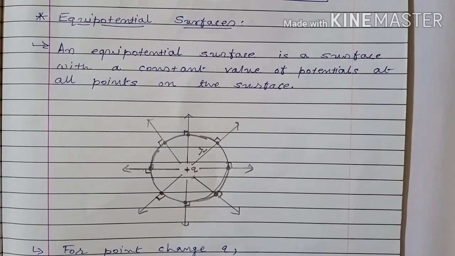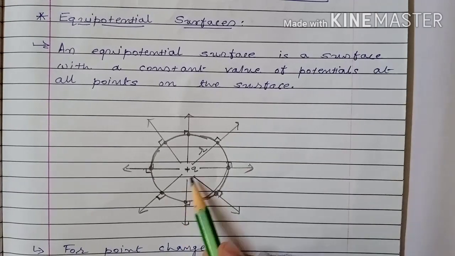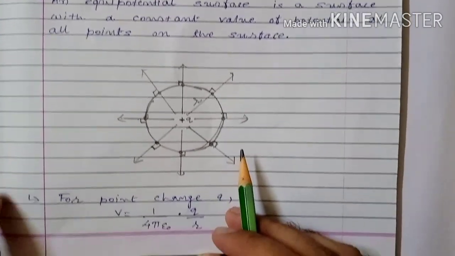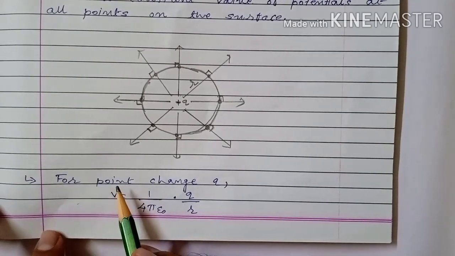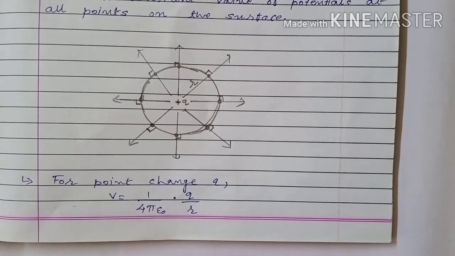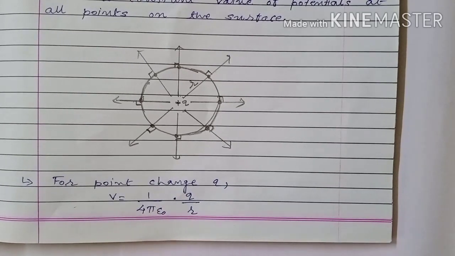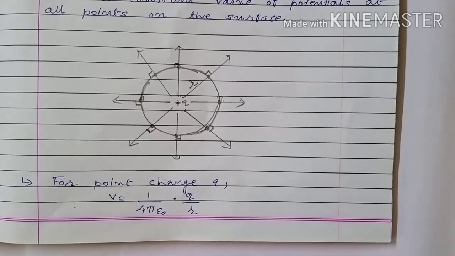If we consider a point charge Q, what is the electric potential at distance r? At a distance r, the electric potential is given by the equation 1 upon 4 pi epsilon naught into Q by r. From this equation it is clear that in three-dimensional space at a distance r, the potential will remain the same.